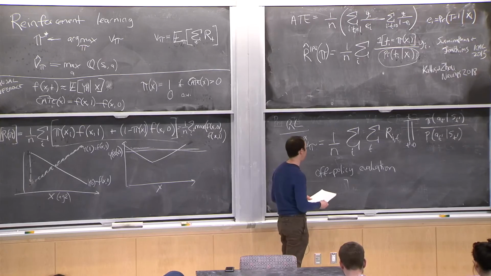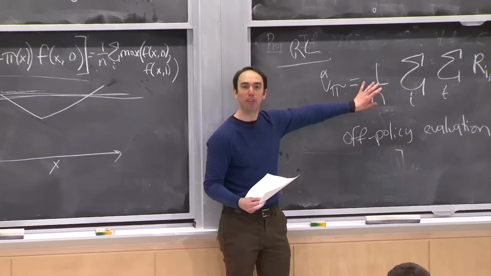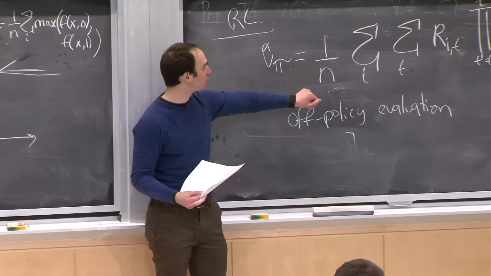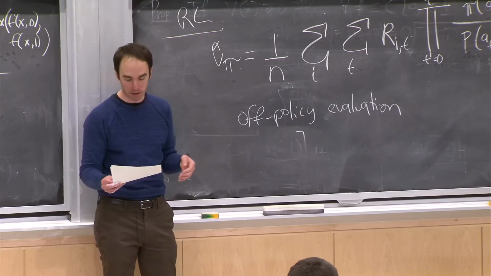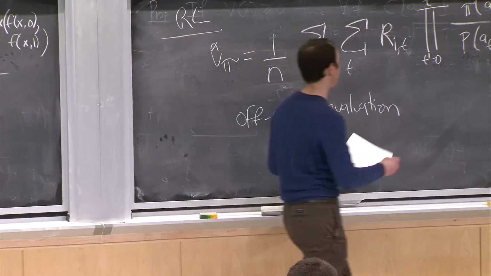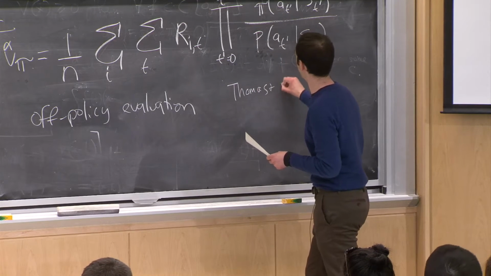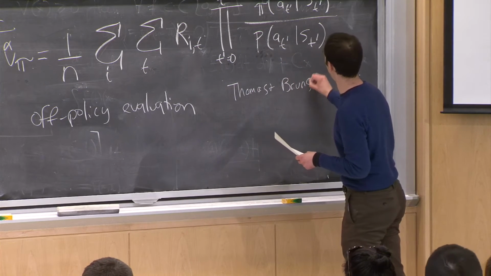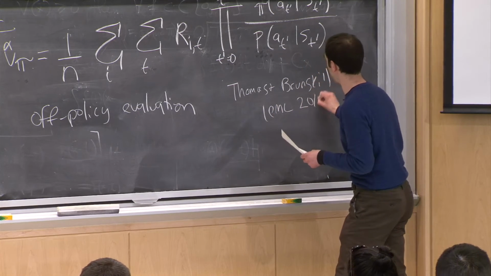And here, this is the most naive of the estimators. There are many ways to try to make this better, such as by doing doubly robust estimators. And if you want to learn more, I recommend reading this paper by Thomas and Emma Brunskill in ICML 2016.